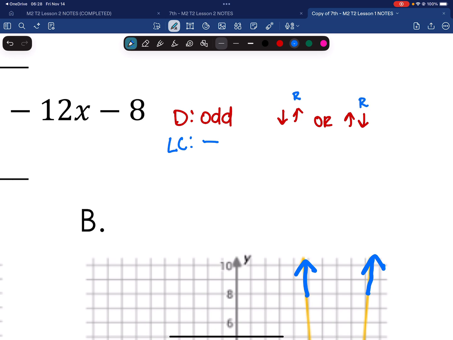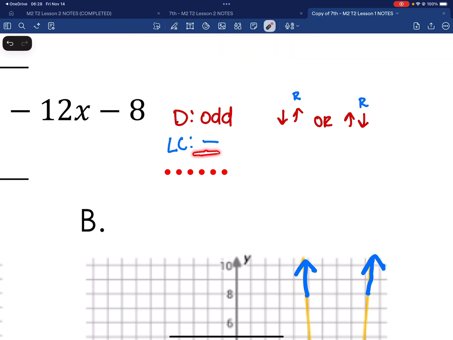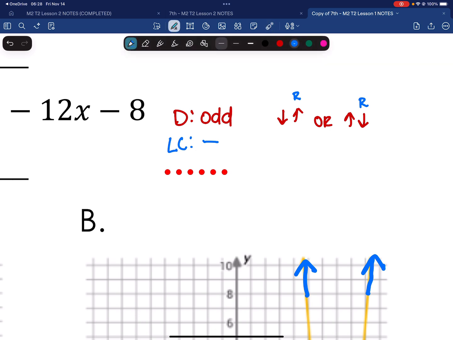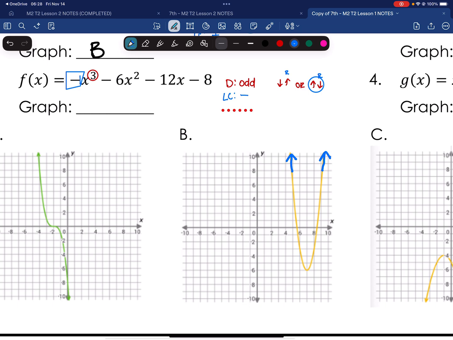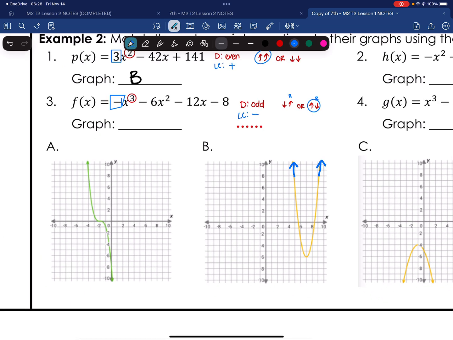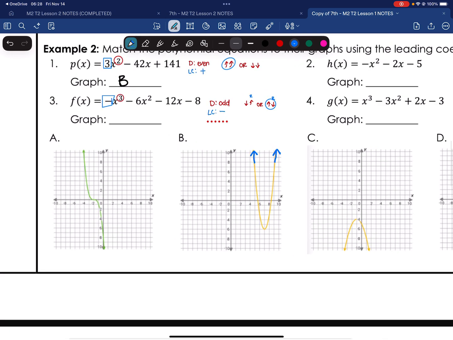How you determine is based on the right side. Well, since our leading coefficient is negative, we want the right side to be going down, so we want this one right here. So we need a graph that has the right side going down, but the left side going up. So if we look at our graphs, notice that on A, the right side is going down and the left side is going up. So graph A would match with number 3.